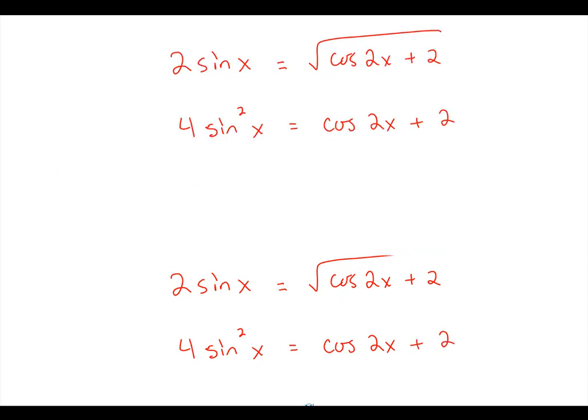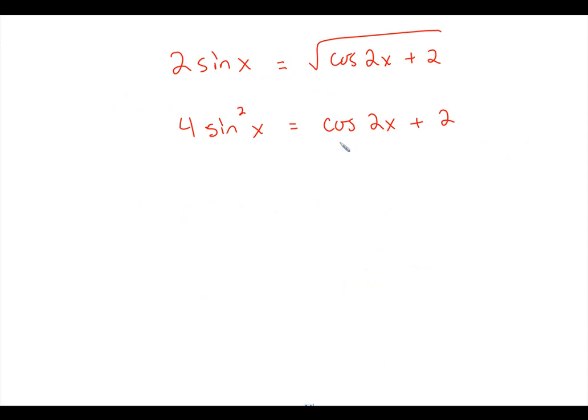Okay, so now the next thing I realize is, well, I have this cosine 2x here, right? So cosine 2x, I can substitute with one of the cosine double angle identities. Now, since this is in terms of sine right here, I know I'm probably going to replace it with something that has the sine value. So I have 4 sine squared x here is equal to, I believe we have 1 minus 2 sine squared x, right, so I'm replacing this cosine double angle with this right here, plus 2.